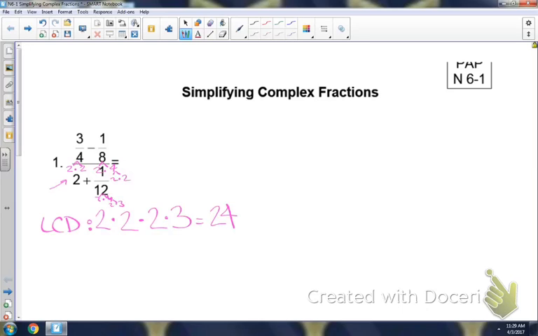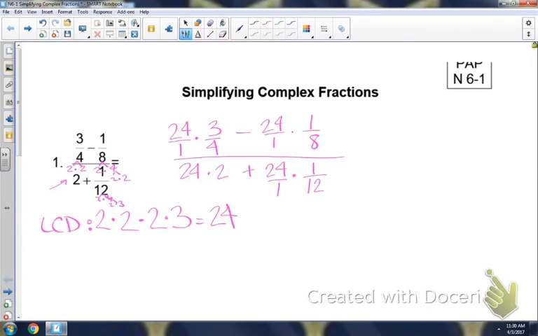Once we have found the least common denominator, in order to get rid of the fractions, we are multiplying every single term by the LCD. So I'm going to have 24, go ahead and put it in fraction, times 3/4 minus 24 times 1/8. So all I'm doing is distributing the 24 to every single term that we have. The bottom, 24 times 2, plus 24 times 1/12.